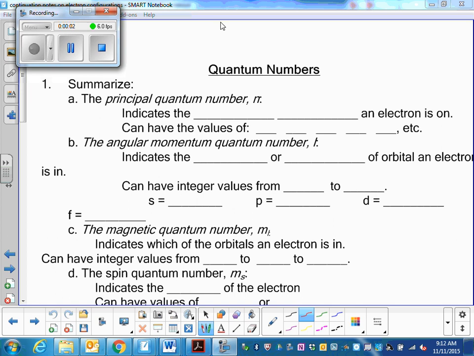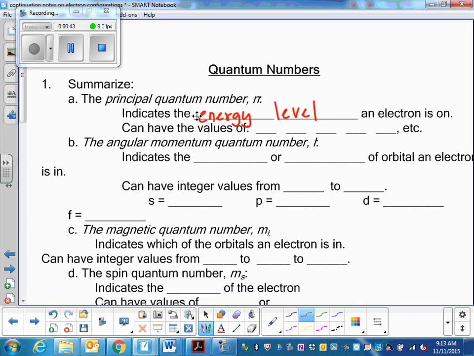All right. So when Schrodinger solved the wave equation, he solved for four variables. The very first variable he solved for was n. N is called the principal quantum number, and it indicates the energy level an electron is on. When you talk of energy level, you mean the distance the wave is from the nucleus. If it's closer, it's going to have less energy. If it's further away from the nucleus, it's going to have more energy. Isn't that how we come to the conclusion?